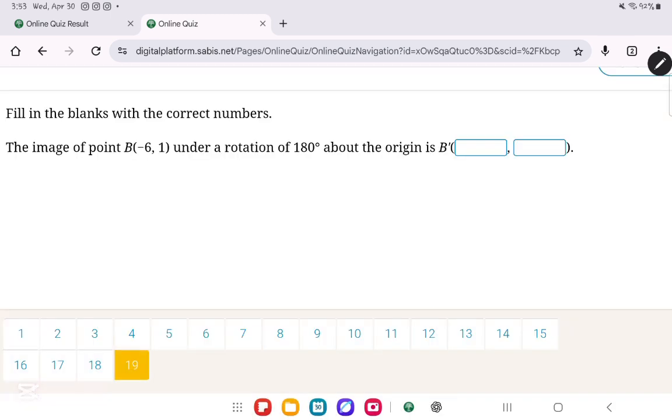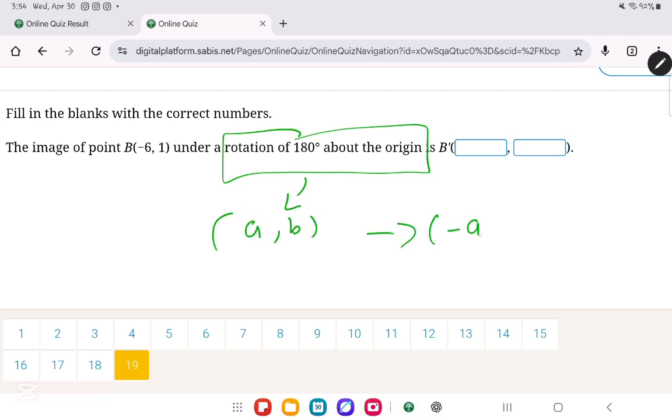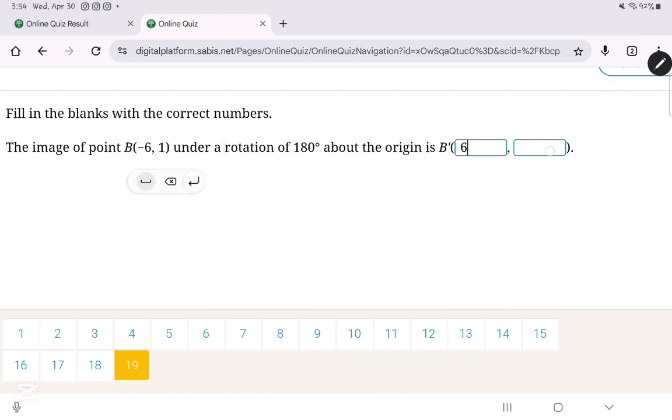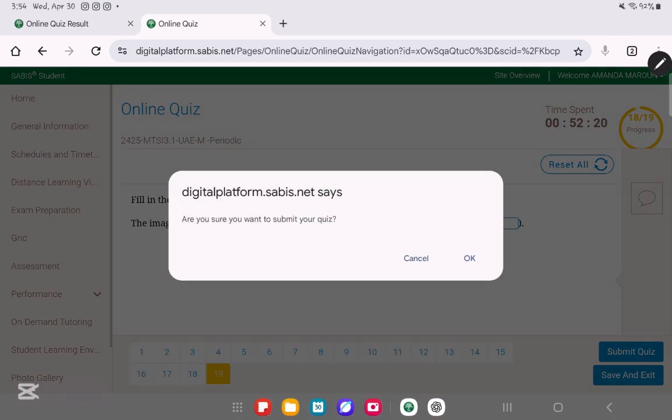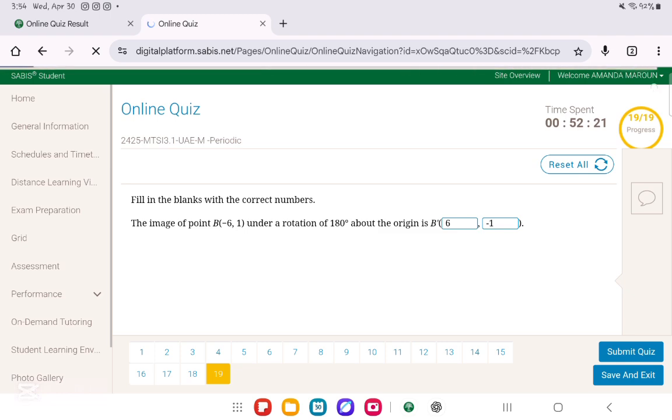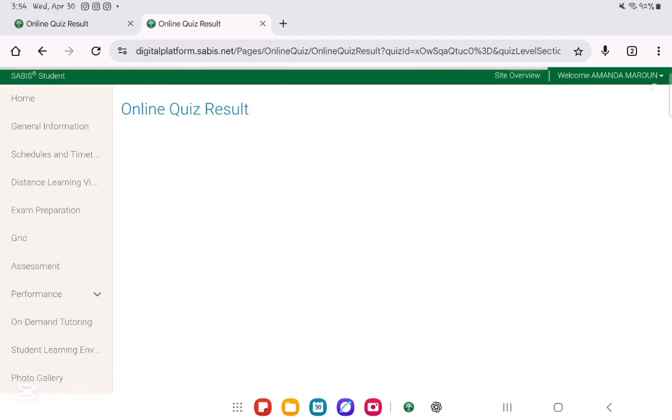Now last but not least, the final question. They said the rotation 180 degrees about the origin. That means what happens? A, B will become minus A, minus B. So minus 6, 1 will become 6, minus 1. Very simply, so it is 6, minus 1. Let us submit and hopefully we don't have any mistakes. Thank God we don't have any mistakes.